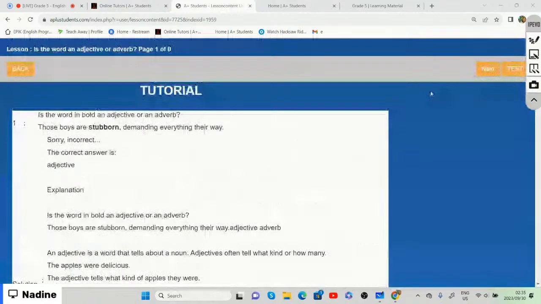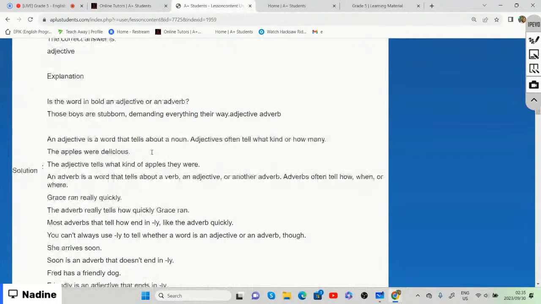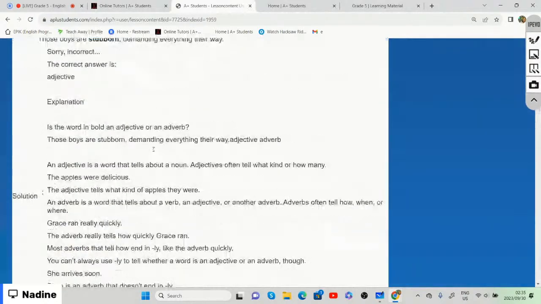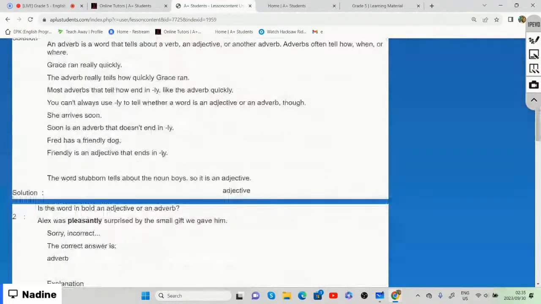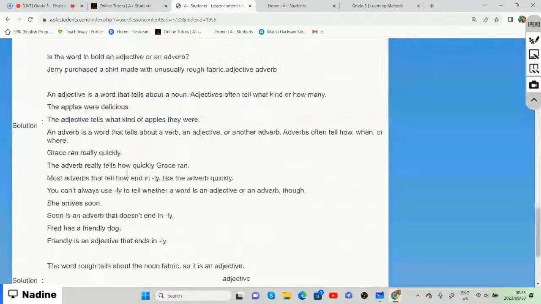All right, so let's go to our test. Before we go to the test, let's go next first. We already did that one and that one. And we did the rough fabric.